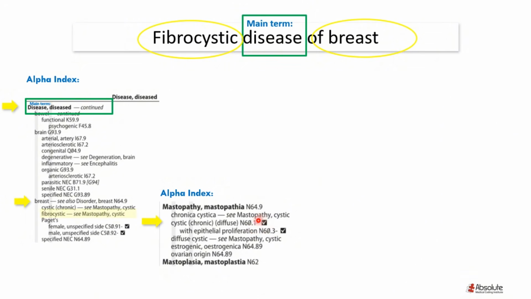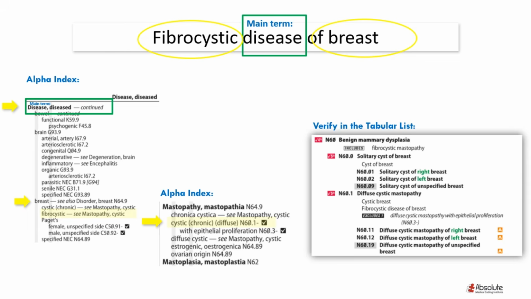And also you see the black box with the check. It's saying that we're going to have more characters. So let's go ahead. We're going to verify in the tabular list. We're going to stop at the boss because we just need to do that. While we're learning, stop at the boss when you can. N60, this is the code for benign mammary dysplasia. All right, so we don't really know what that means. And we also know that we can't code it because you see that red box.